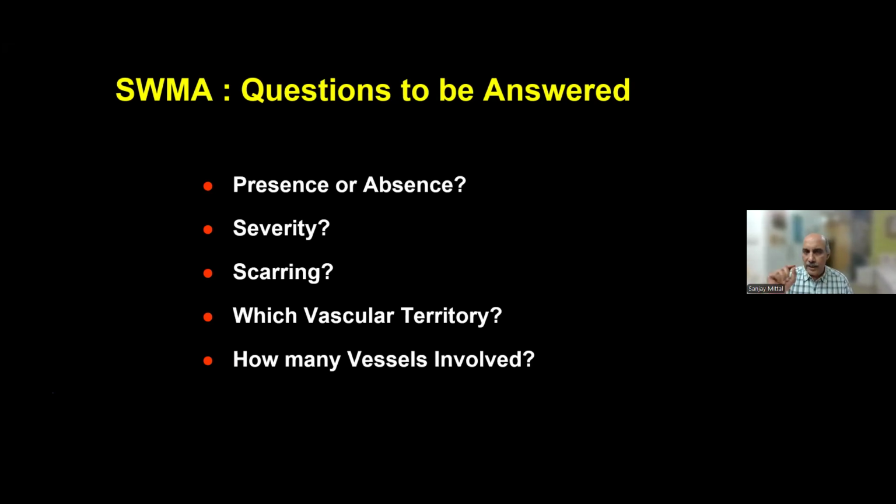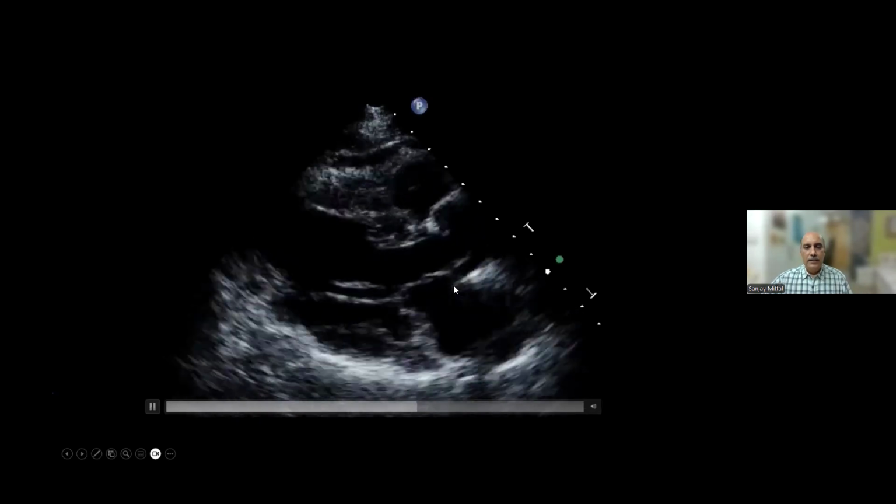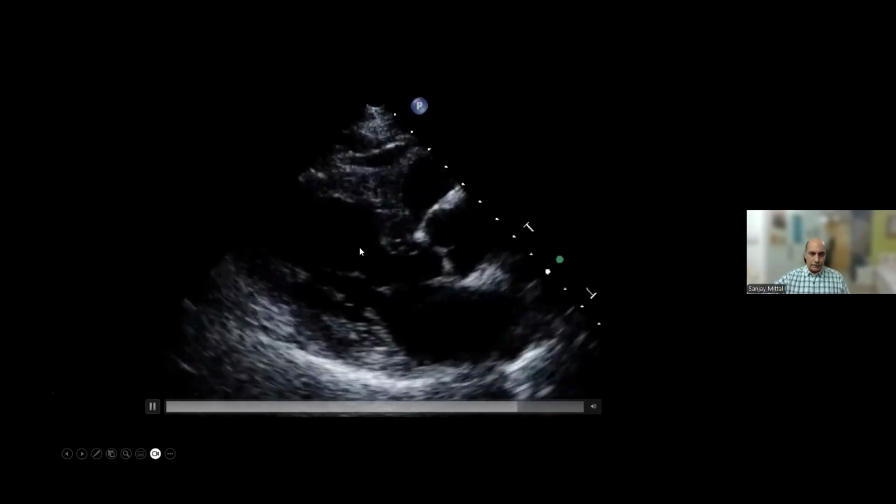We should be able to give which vessel is involved. Also, because we have an understanding of LAD territory, circumflex territory, RCA territory, we should be able to judiciously, intelligently say whether it is one vessel territory, two vessel territory, or multiple vessel territory. Because as we know, multiple vessels, larger vessel territory, scarring, and larger severity is a poor prognostic sign. So let's go to some live examples.